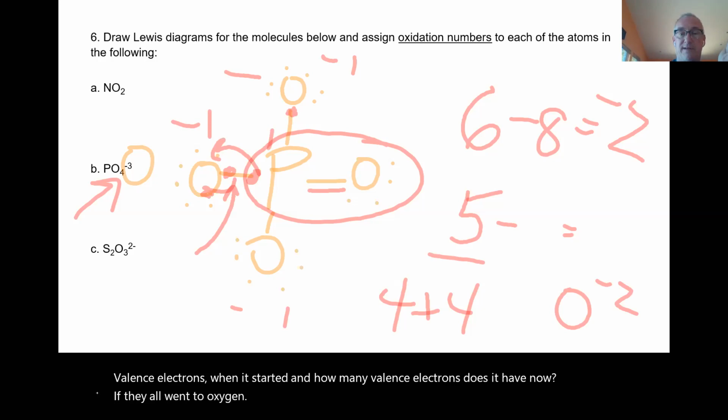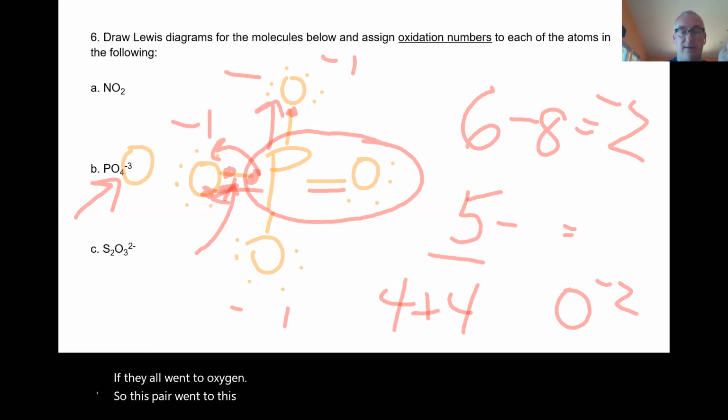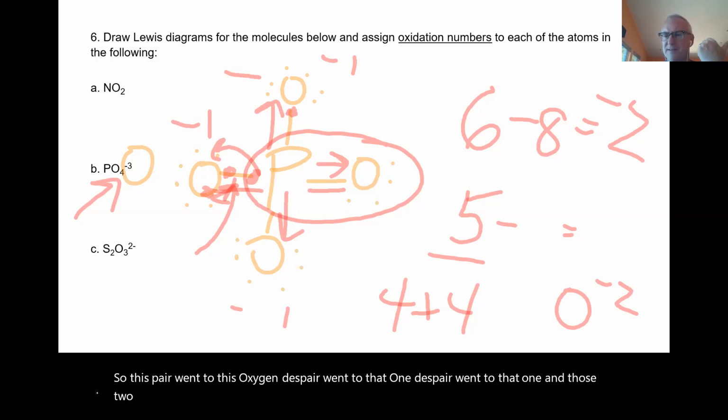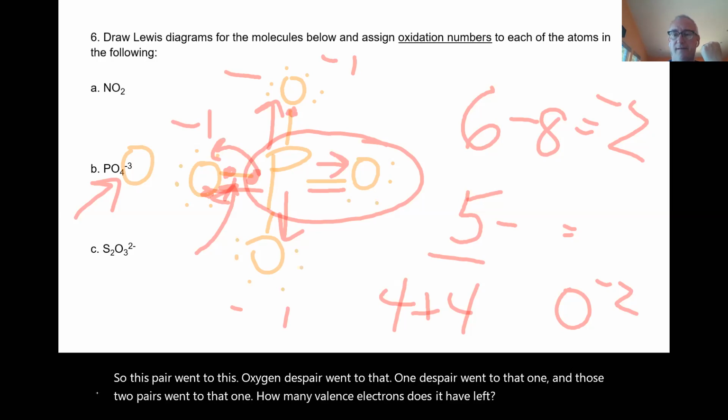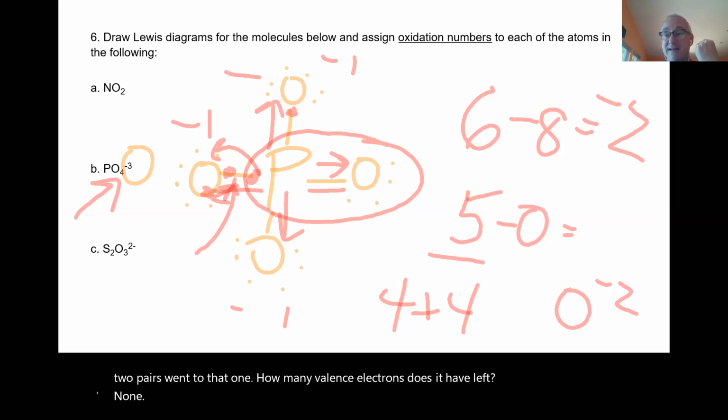So this pair went to this oxygen, this pair went to that one, this pair went to that one, and those 2 pairs went to that one. How many valence electrons does it have left? 0. None. Poor thing doesn't have any. So what's its oxidation number?